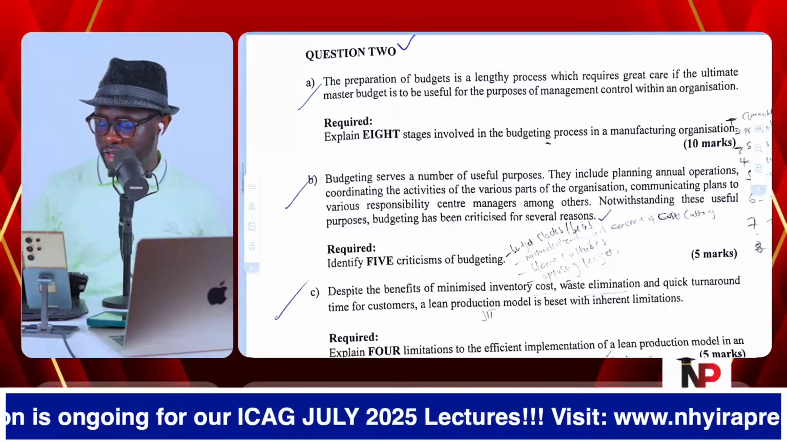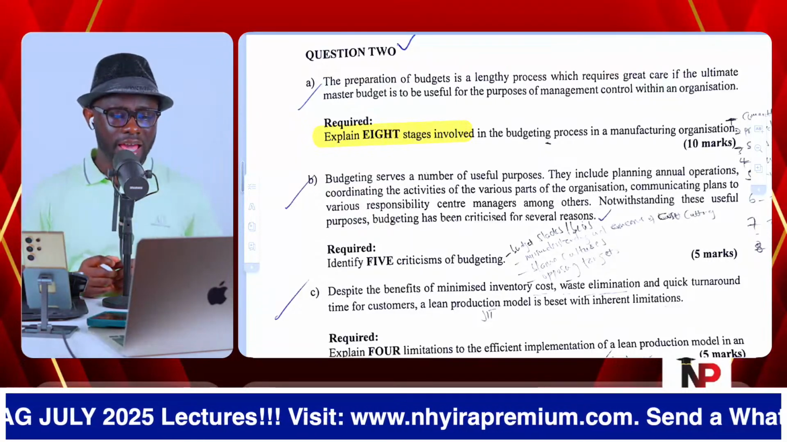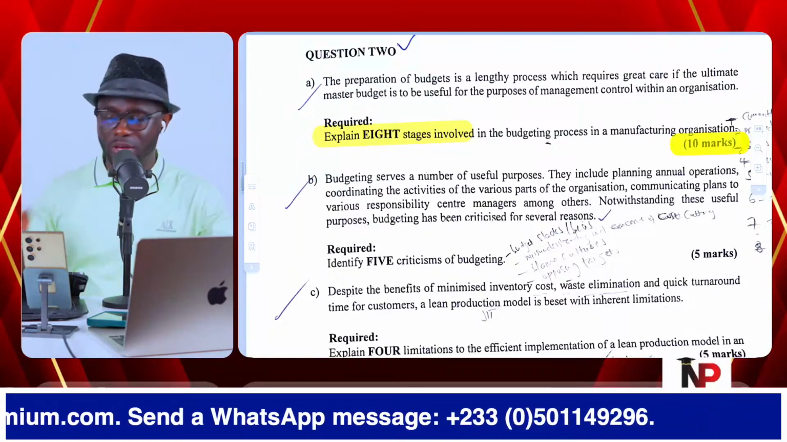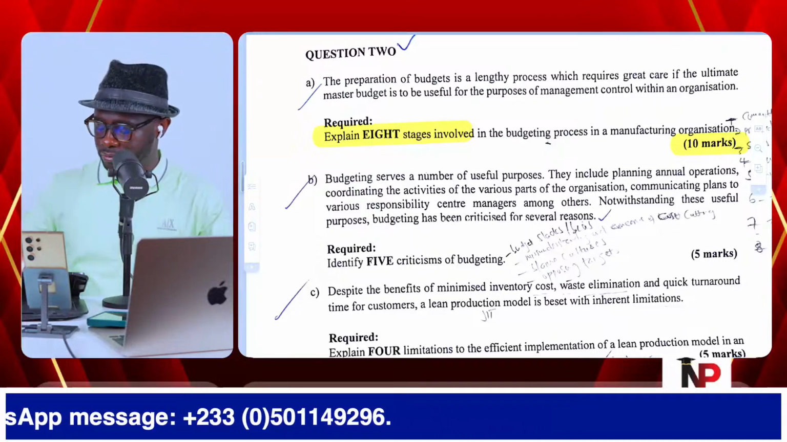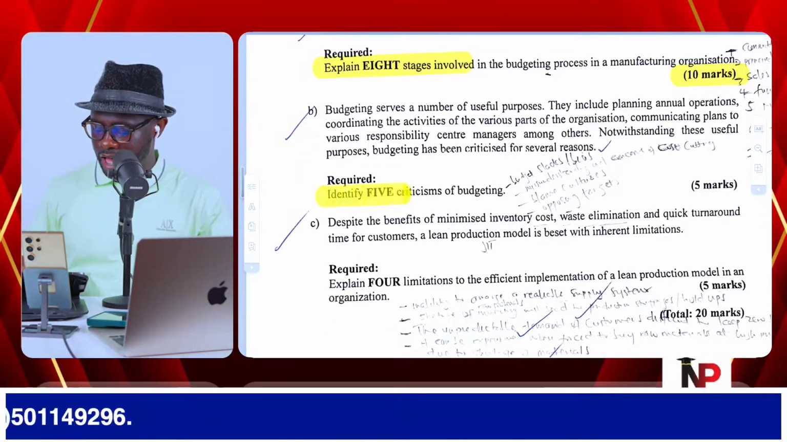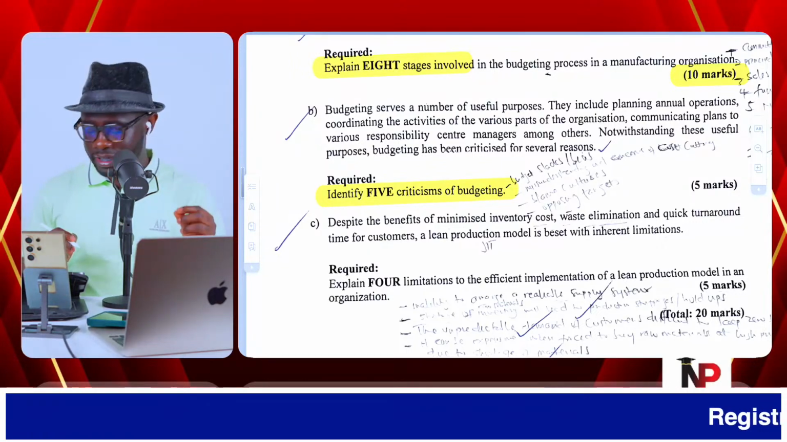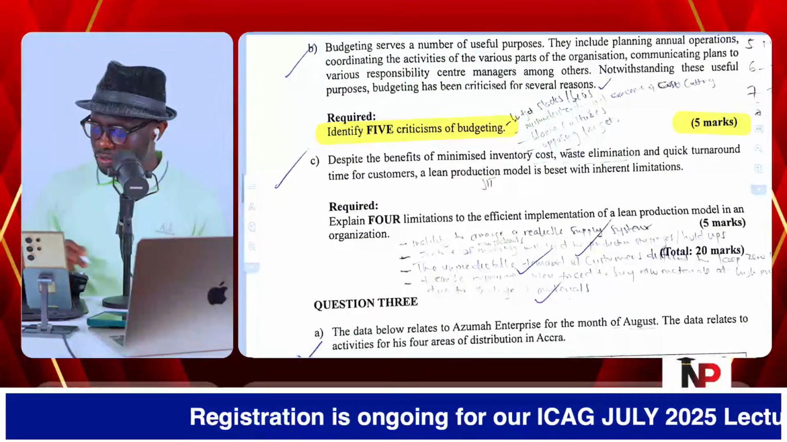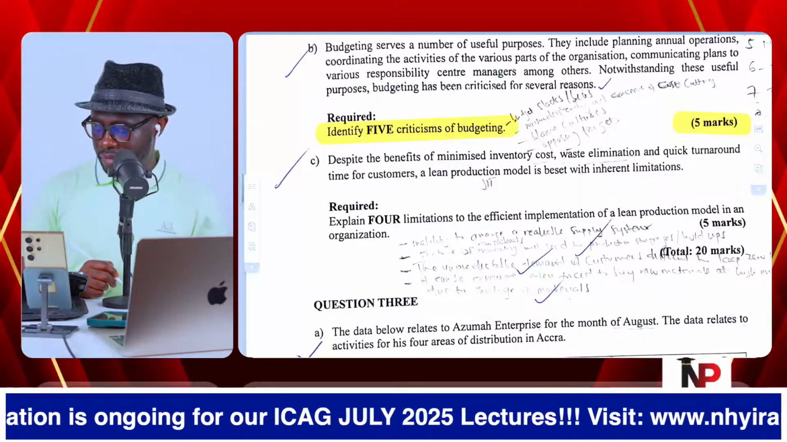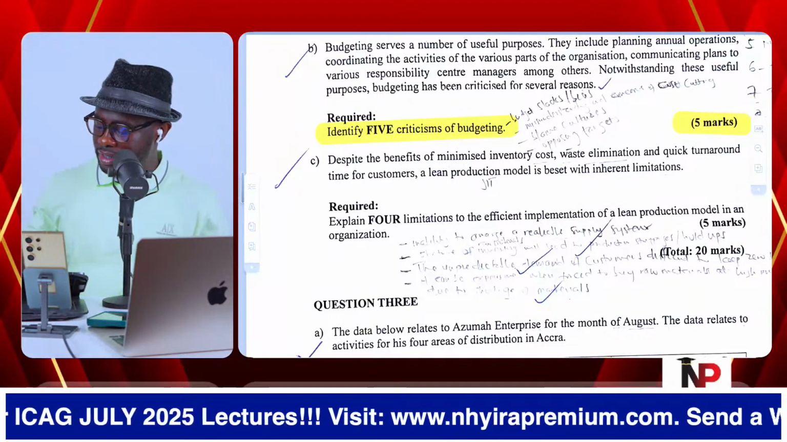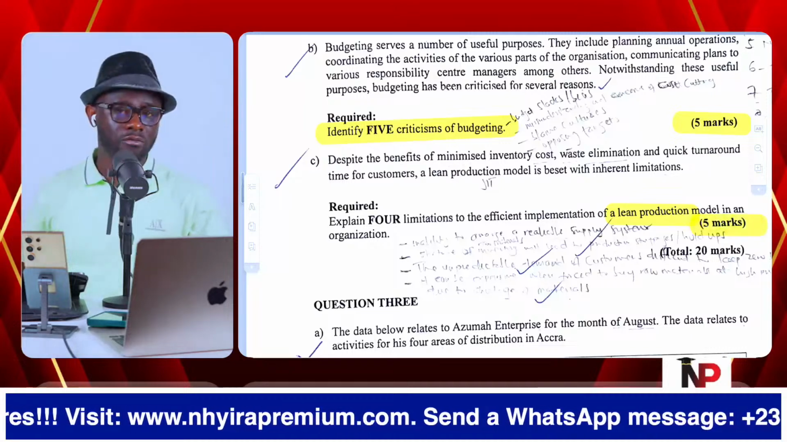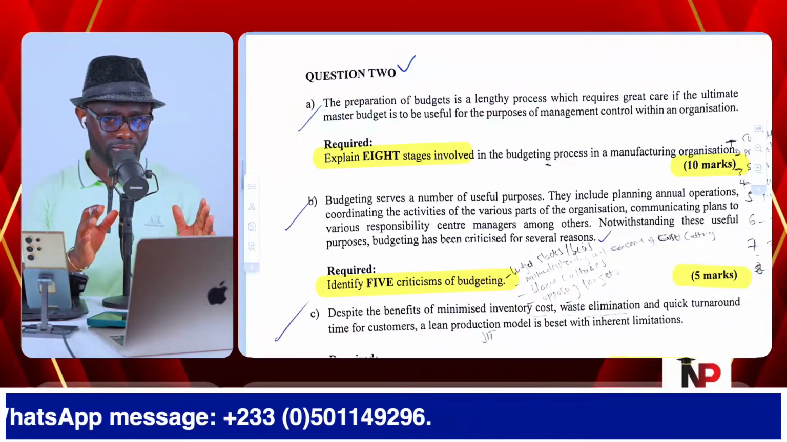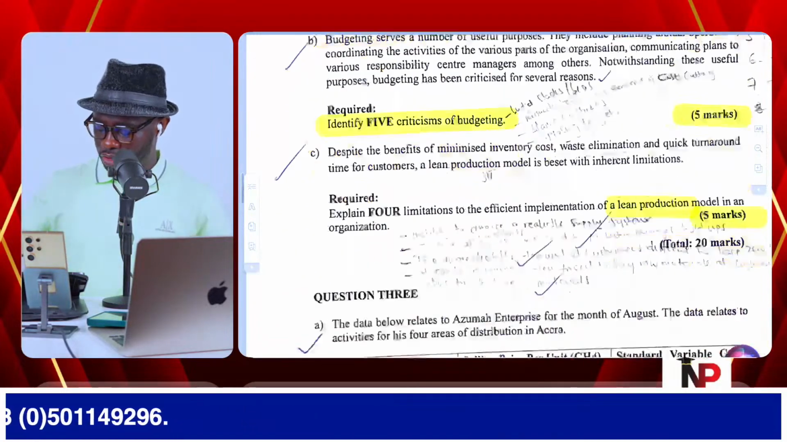Question 2, the examiner got excited and asked students to explain 8 stages involved in the budgeting process in a manufacturing organization. That's 10 marks. Now, I want you to keep that in mind very well. B aspect was to identify 5 criticisms of budgeting. That's also 5 marks. Then the C aspect of that question said, explain 4 limitations of the efficient implementation of lean production. That's also 5 marks. And so that whole question 2 area is 20 marks. Theory, 20 marks.